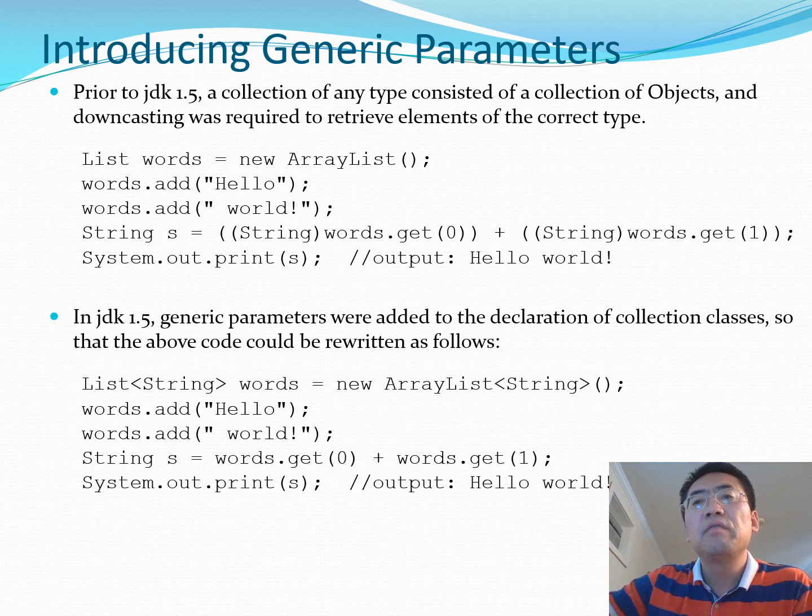But since Java 5, after the introduction of generic parameters, what we can do is this. Instead of saying List words, we say List<String> words. Then you can add words.add("hello"), words.add("world"). And the difference is when you read these things from the list, you automatically get a string. You don't have to do casting.